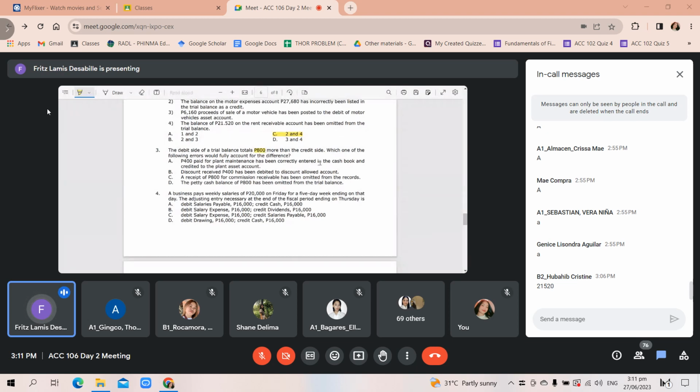Now number 3, the debit side of a trial balance totals 800 more than the credit side. Which one of the following errors would fully account for the difference? Okay, so simulate gihapon ta. So na difference.